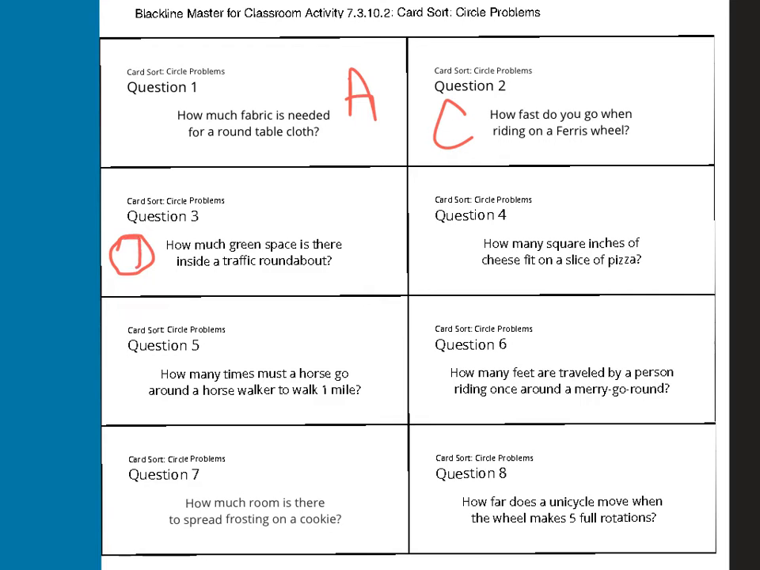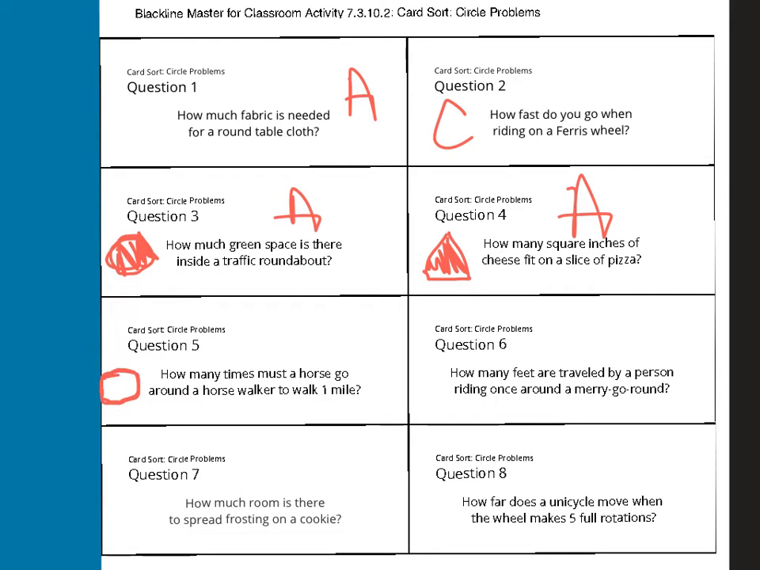Number 3, how much green space is there inside a traffic roundabout? Well, inside the roundabout, that's covering all that up, so that's area. Number 4, how many square inches of cheese fit on any slice of pizza? Well, think of a piece of pizza, and we're putting cheese on the pizza, so we're covering it up, so that's area again.